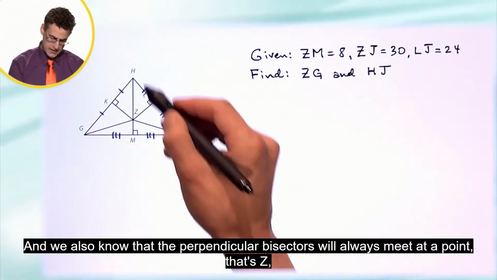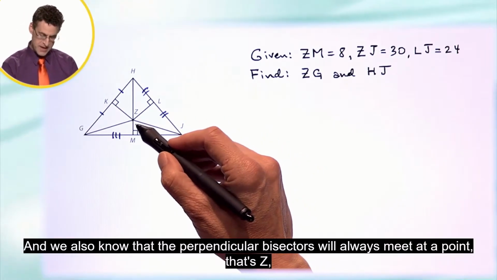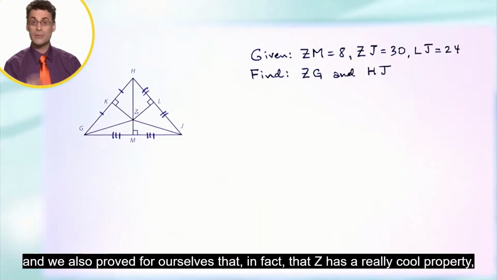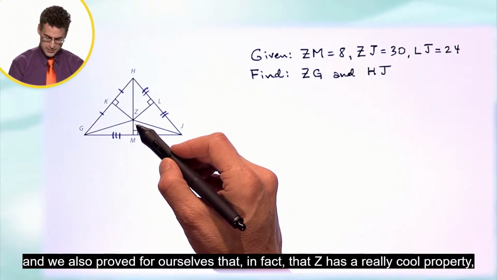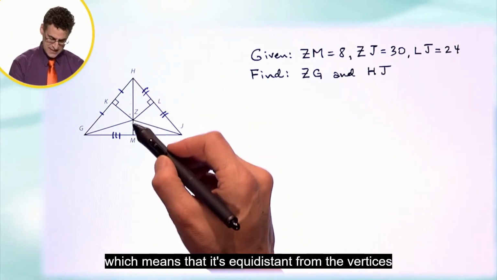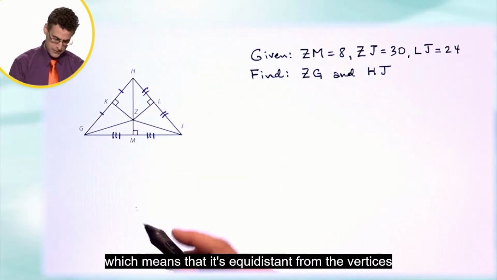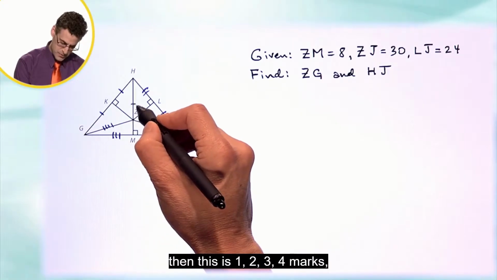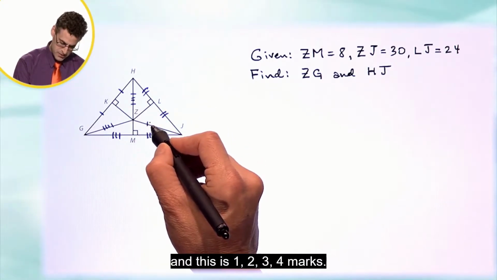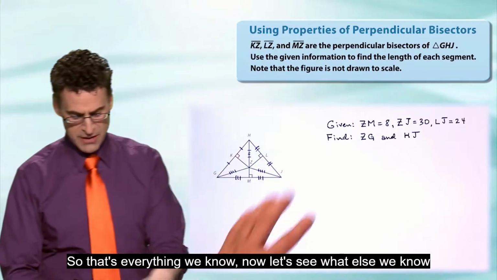And we also know that the perpendicular bisectors will always meet at a point. That's Z. And we also proved for ourselves that Z has a really cool property, which means that it's equidistant from the vertices. So if I put in here 1, 2, 3, 4 marks, then this is 1, 2, 3, 4 marks, and this is 1, 2, 3, 4 marks. So that's everything we know.